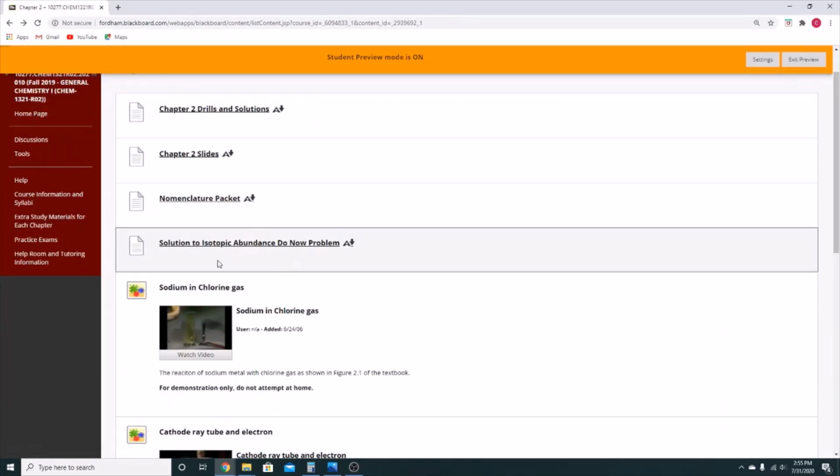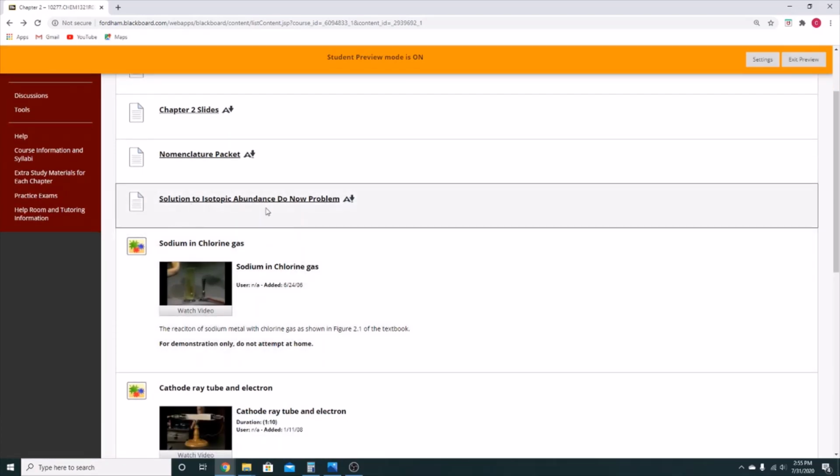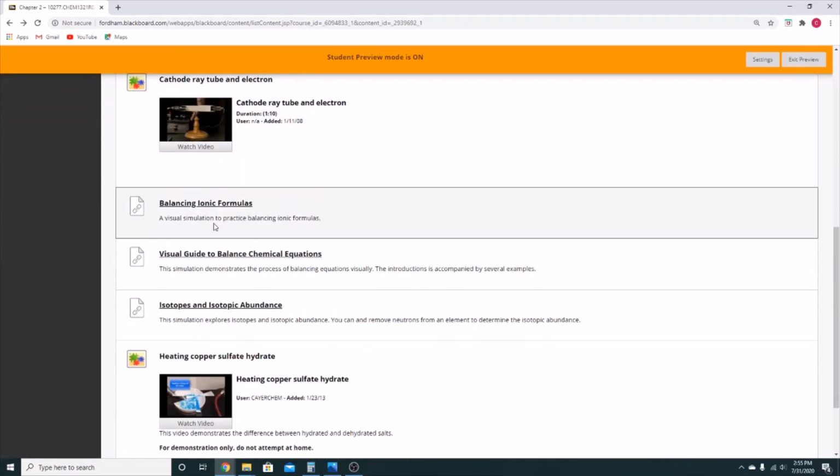In some cases, we're going to go over problems in lecture or on the lecture slides. I may say this is a problem for you to try at home, in which case, oftentimes the solutions will be available. There's an isotopic abundance problem that may appear in the lecture slides, or it may appear in a synchronous meeting that we have, and the solutions to that can be found here.